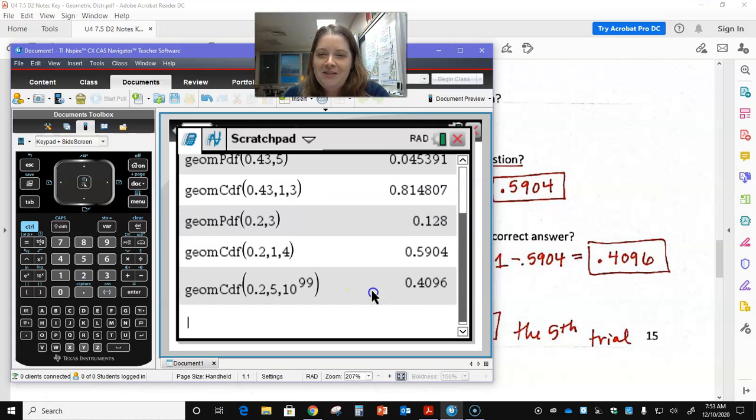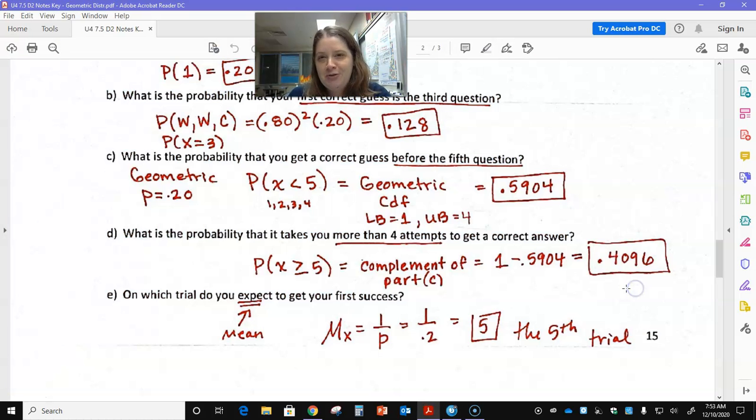So I'm going to click OK, and I get 0.4096. Notice that's the same answer I got by just using the complement.